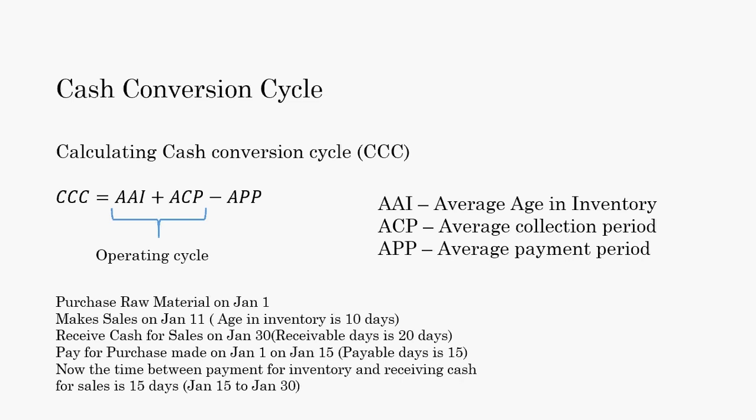If you look at the formula, the average age of inventory plus average collection period is what you call your operating cycle. Operating cycle is defined as the time from when you purchase your raw material to the time that you get cash from your sales. The major difference between the operating cycle and the cash conversion cycle is that the operating cycle starts from the time you purchase the inventory, whereas the cash conversion cycle starts as soon as you pay for the inventory.